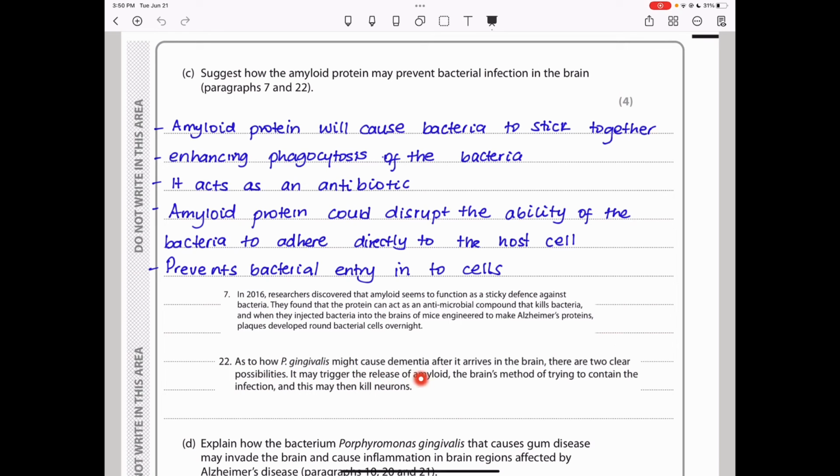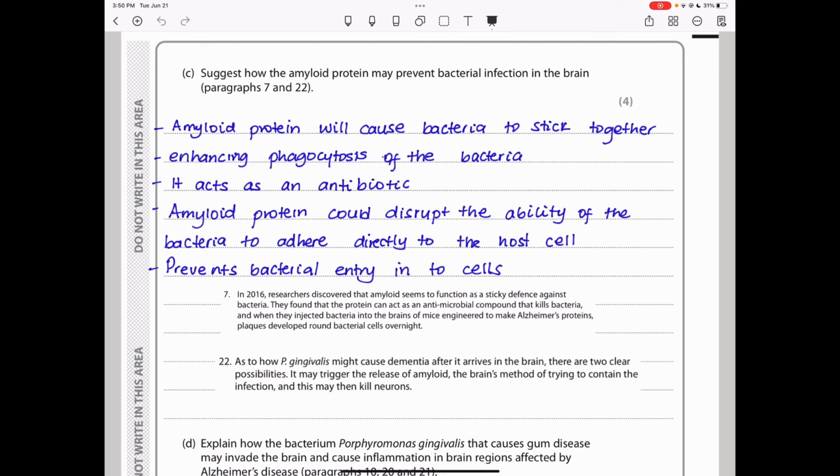It may trigger the release of amyloid, the brain's method of trying to contain the infection, and this may then kill neurons. So we can see from these 2 paragraphs, in relation to the answer, remember they're asking us how amyloid proteins may prevent bacterial infection in the brain. From these 2 paragraphs, you can see that they can cause bacteria to stick together, and then when they stick together, phagocytosis could be enhanced, because with many bacteria stuck together, phagocytosis can occur consuming many in one take.